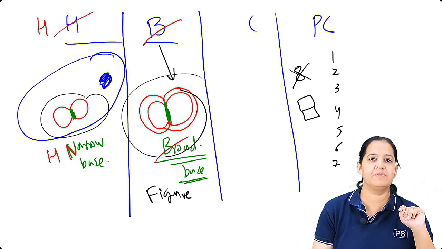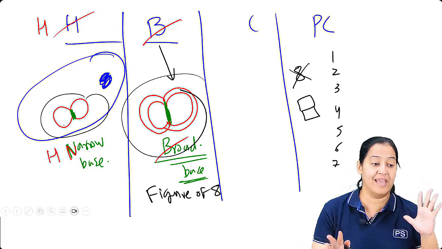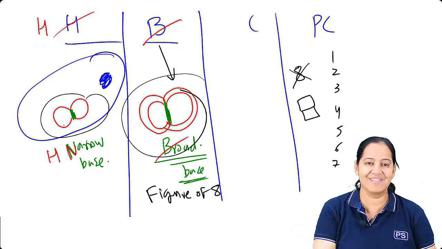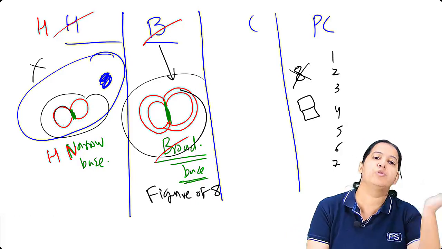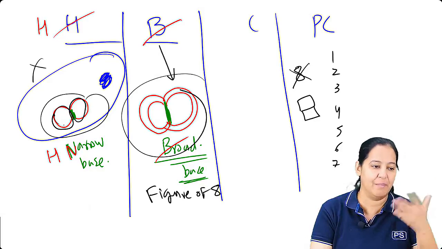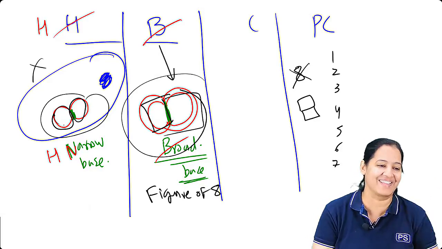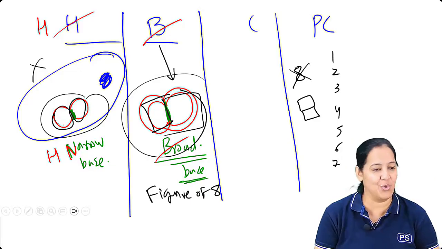Blasto is called figure of 8 because it looks like it, because of the broad base. Say yes, people. This is not figure of 8. You may say, ma'am, this is also 8. I used to say the same, but someone told me that 8 is like this. Okay, figure of 8 is blasto, not histo.